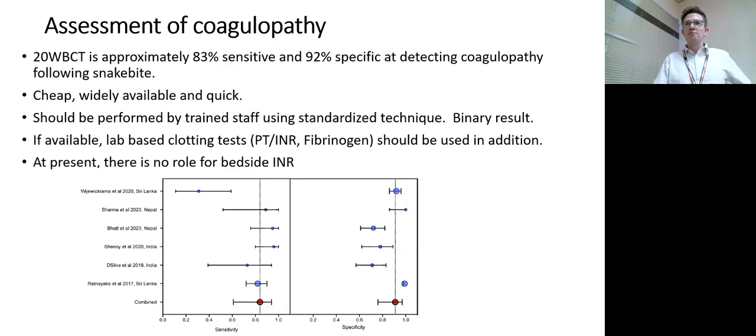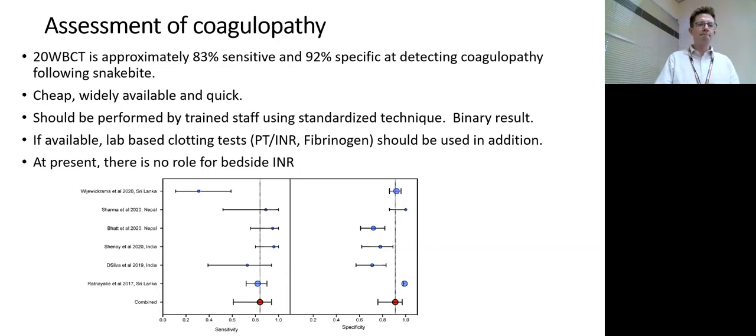You also will know that it is a binary test. It's not a clotting time, it's a clotting test. So we've all encountered people that say the clotting time is 7 minutes. No, it's not a time. The answer is yes or no, positive or negative.